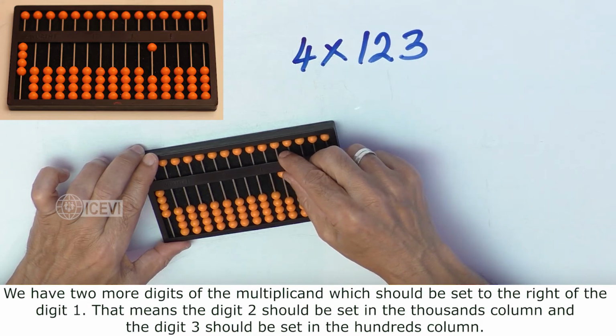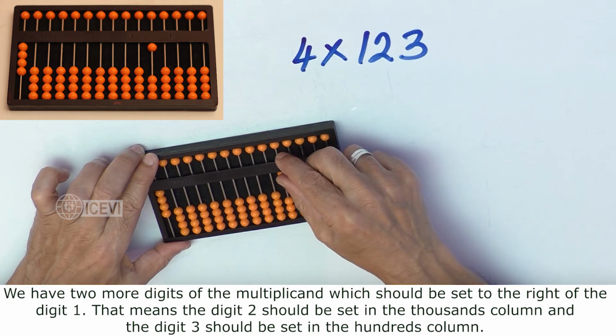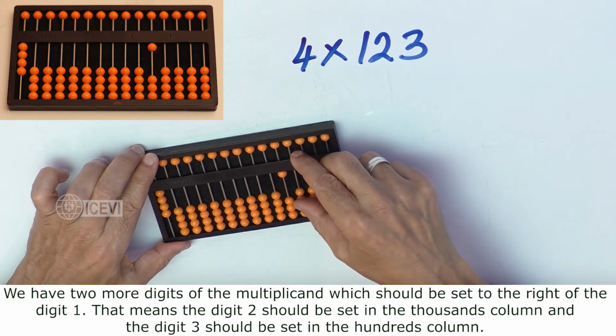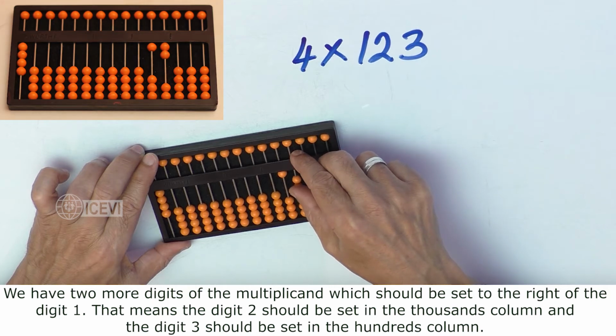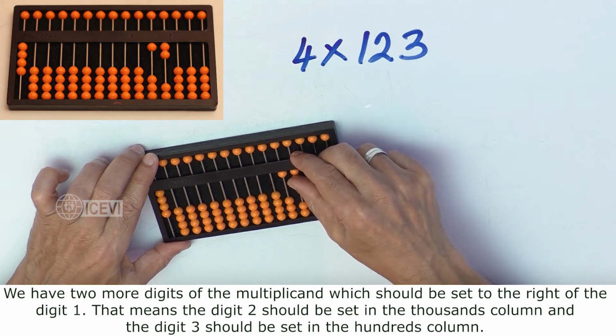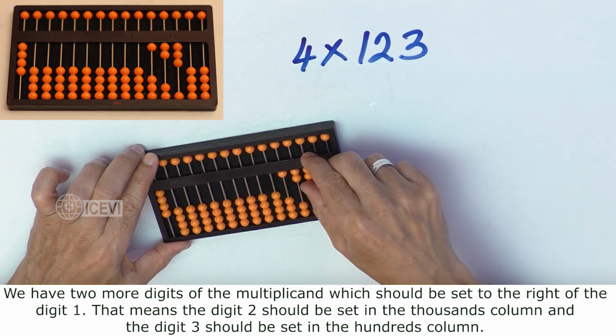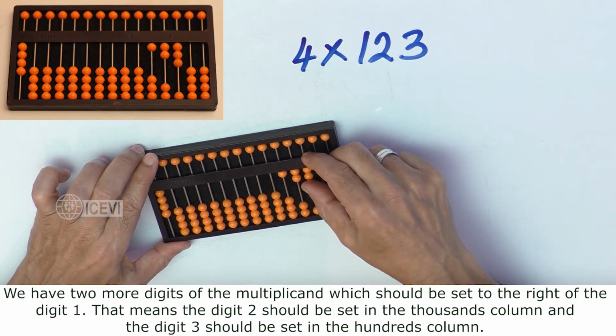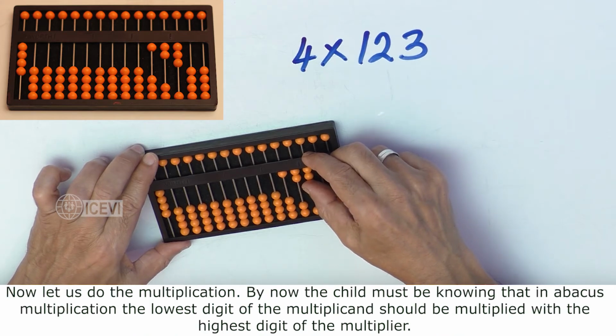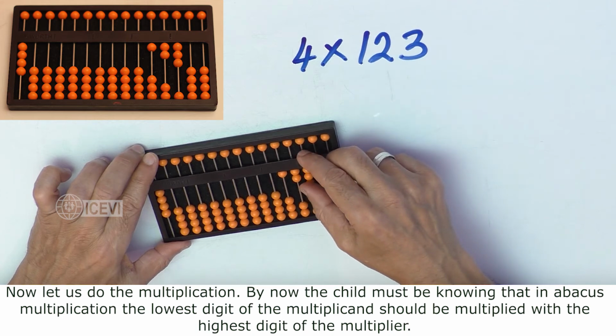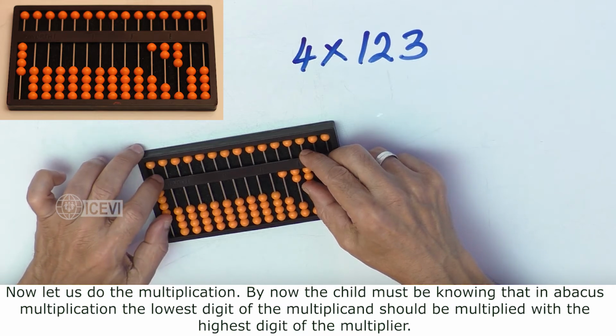We have 2 more digits of the multiplicand which should be set to the right of the digit 1. That means digit 2 should be set in the thousands column and digit 3 should be set in the hundreds column. Now let us do the multiplication. By now the child must be knowing that in abacus multiplication, the lowest digit of the multiplicand should be multiplied with the highest digit of the multiplier.